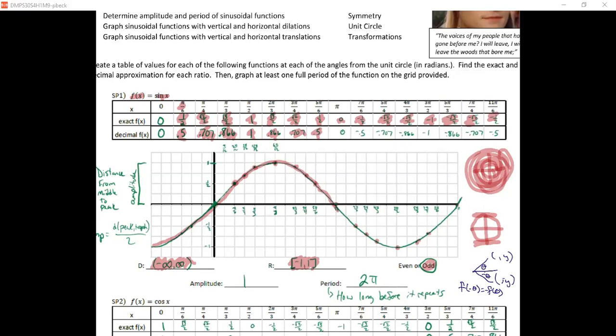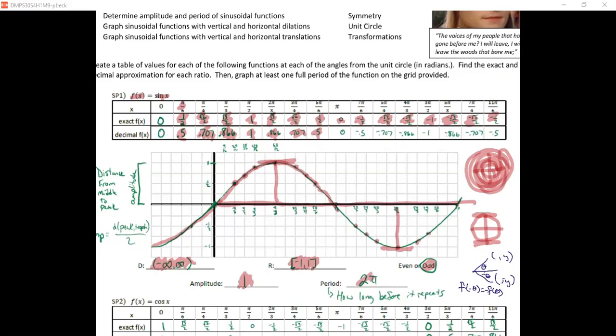Then we have amplitude. The definition of amplitude is the distance between the peak and what we call the equilibrium, which is what the sine wave travels over. It's also the distance from the trough to that equilibrium. So this distance right here is my amplitude, and this distance right here is also my amplitude. For a sine function, the amplitude is 1.